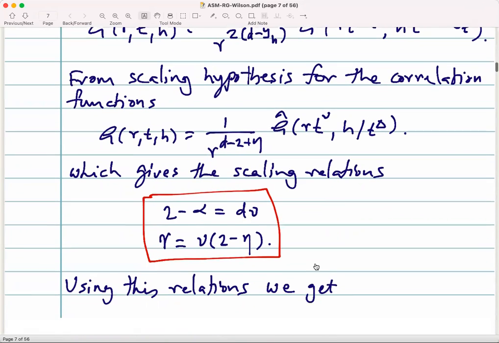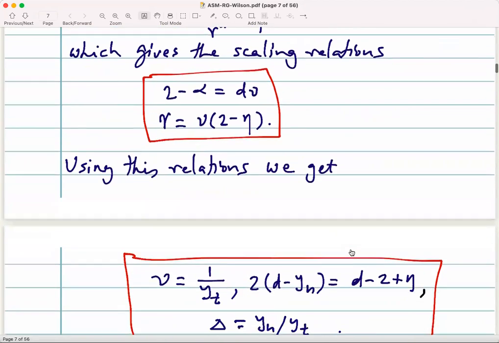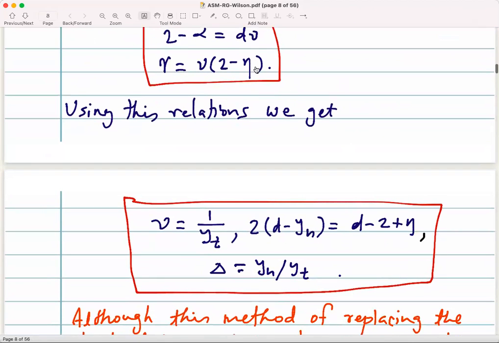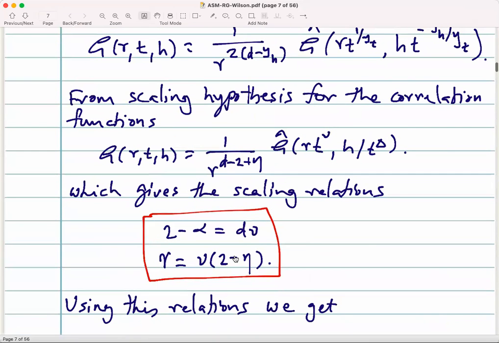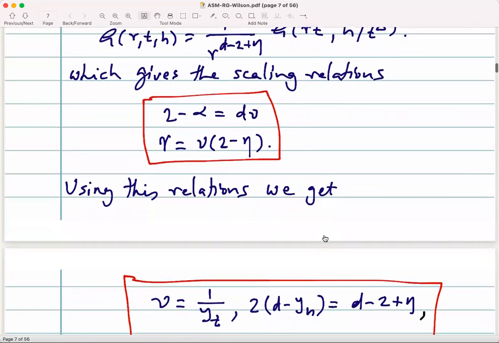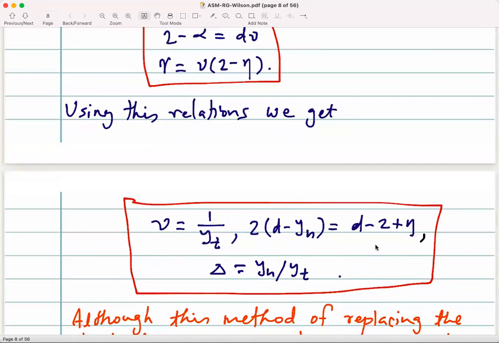Okay, so using these relations, any which way you work it out, this is a relation that we adopted earlier. This is a relation that you could have determined by staring at these two expressions, or you can use these scaling relations to determine all these quantities. Okay.